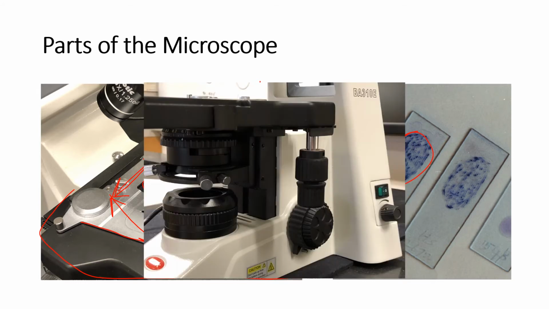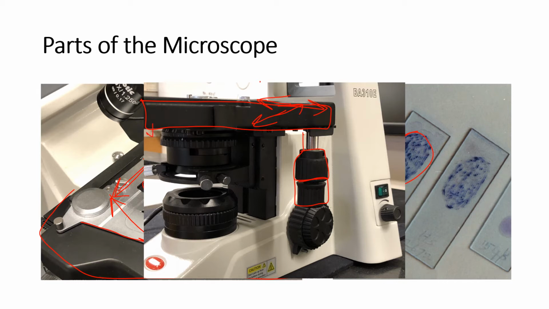Next, I want to talk about some parts of the microscope that are under the stage. So this is the stage, and below the stage you have this knob over here, and it has two parts. One part will move the stage forward and back. The other part will move the stage to the right and to the left. So that is the mechanical stage adjustment knob.